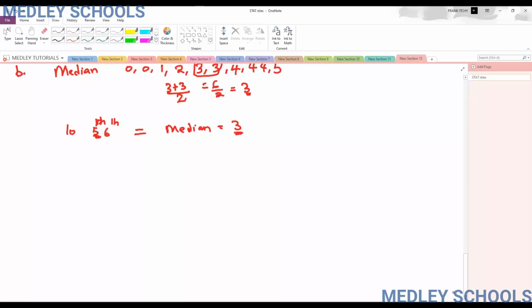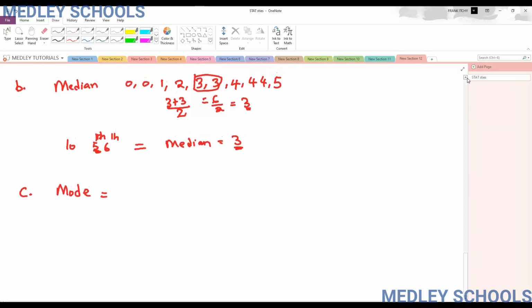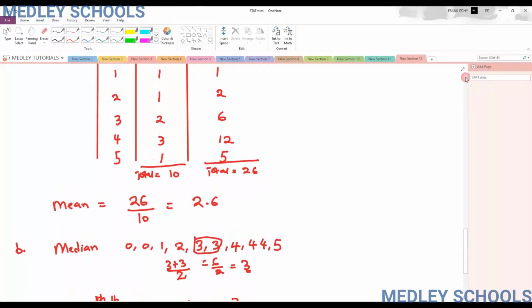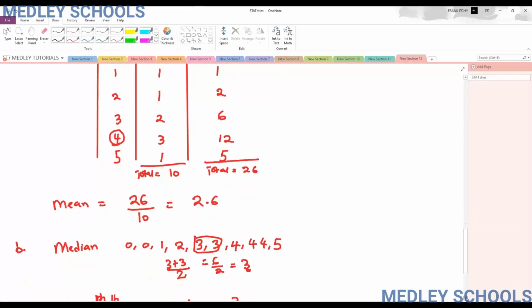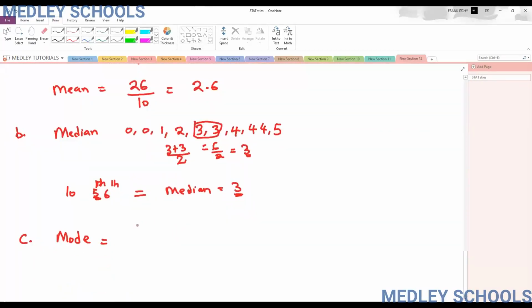Now the C part is the mode. Now mode is the highest occurrence frequency. Now you go back to your table, looking at the frequency, the highest frequency we have there is 3, and which score has the highest frequency? 4. That means the mode is 4. So we take our mode to be equal to 4.